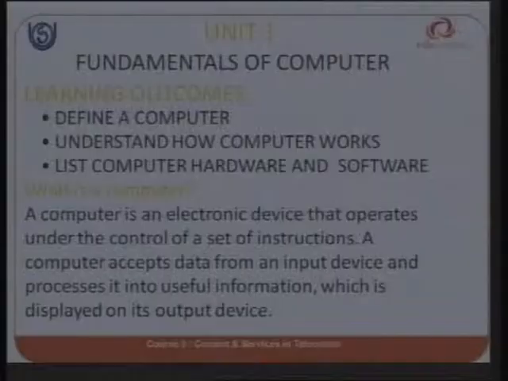A computer is an electronic device that operates under the control of a set of instructions. A computer accepts data from an input device and processes it into useful information which is displayed on its output device. So what does it mean? Basically, a computer works based on our commands, right? So for example, computer hardware, just a CPU and a monitor, is not going to help a computer run, right? We need an input device which can give the information, and then we need a mechanism to process that information, and then we need a device which could actually give the results of that information.